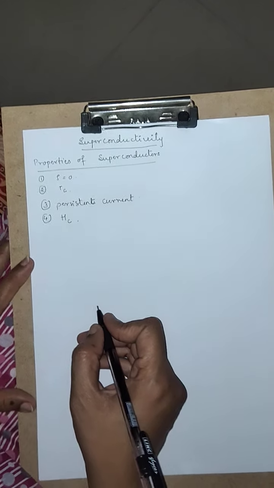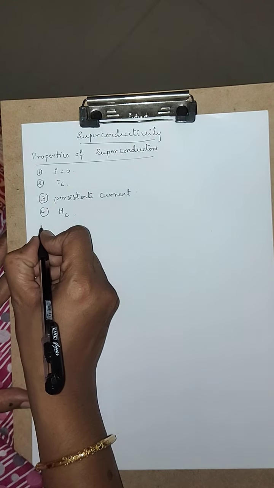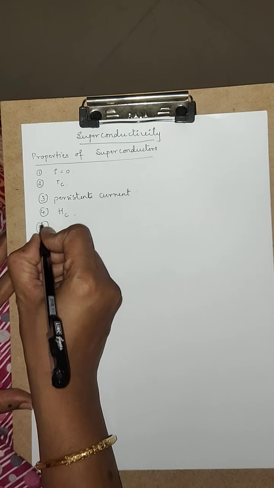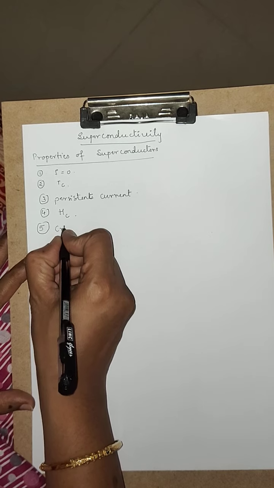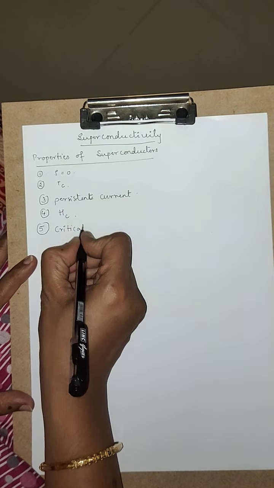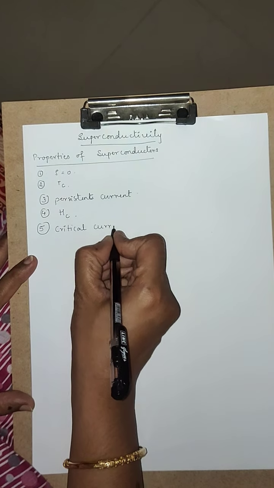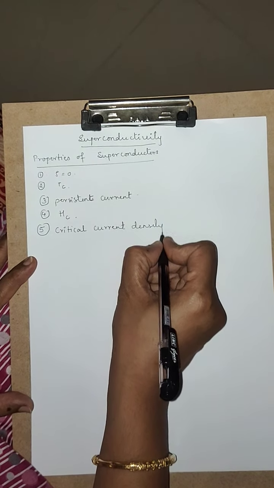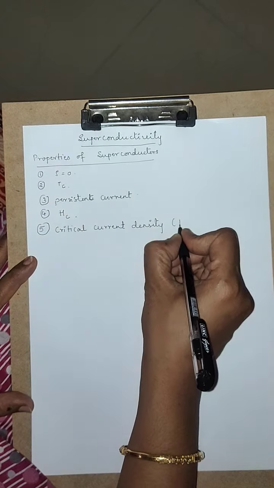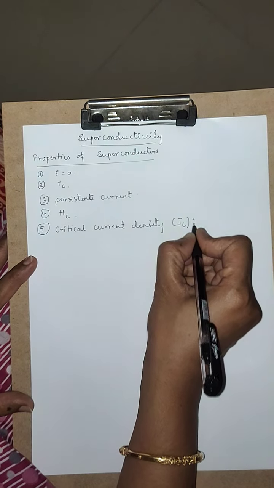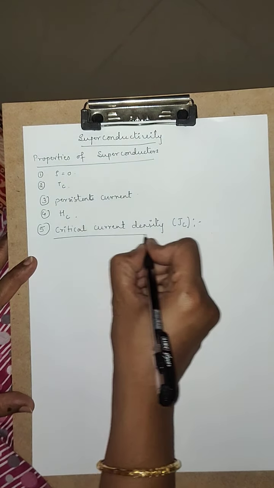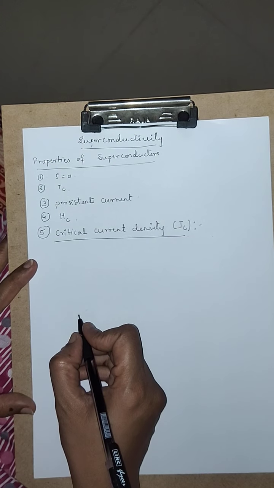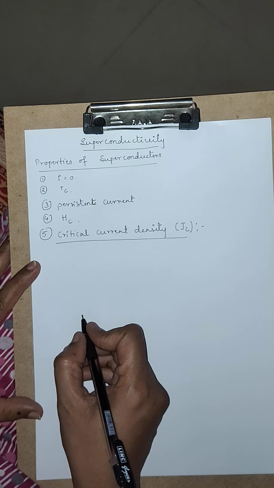So today we are going to discuss the fifth property of the superconductor, which is known as critical current density. Critical current density is denoted by the letter JC. Let's see what this critical current density is.